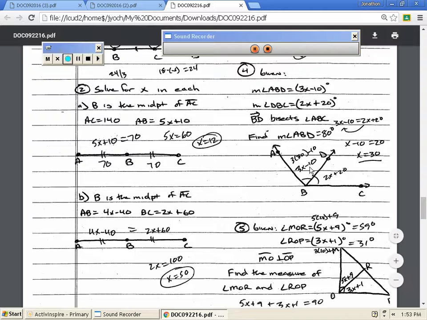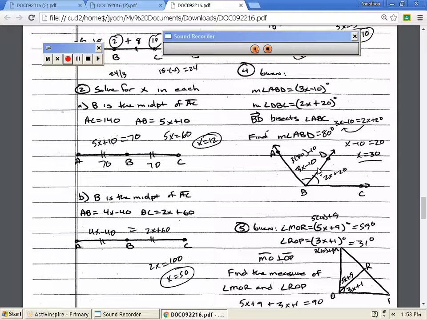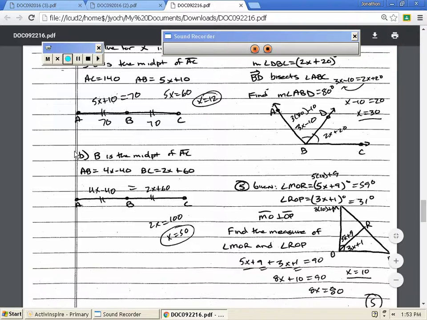Bisection means these two angles are congruent. They are congruent. Set 3x minus 10 equal to 2x plus 20. Subtract 2x from both sides, add 10, you get x is 30. Plug it in right here. 3 times 30 minus 10 is 80 degrees.